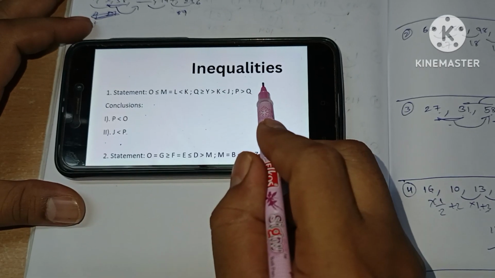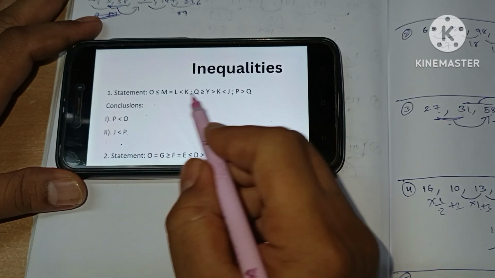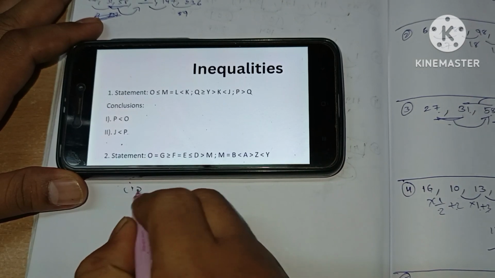Now we are going to see inequalities. First question, the flow from O to P. From O there is no flow. So first conclusion will be false.